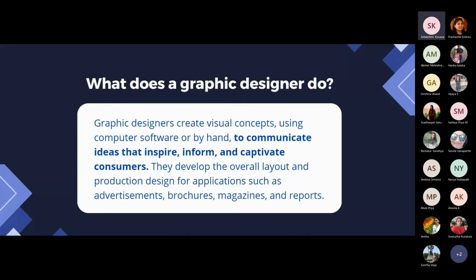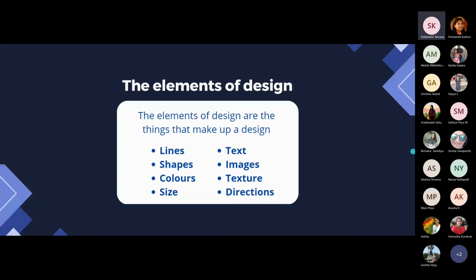In graphic design, we have some elements to get this overall layout. The main important elements are lines, shapes, colors, size, text, images, texture, and direction. Using all these elements in the design, we get the visual effect of any advertisement or brochure, anything.